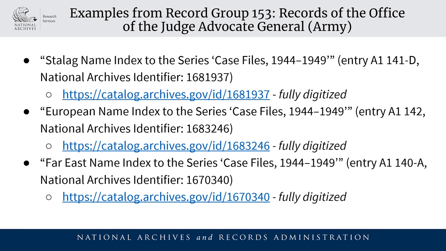These are just a few examples. The Stalag Name Index is a good place to search for the names of specific camps. There are also personal name indexes to the European war crimes case files, as well as the Far East files. Beyond this, Record Group 153 also includes place name indexes. The case files themselves have not been digitized, but the indexes are a good place to start if you are looking for broader information about conditions at POW camps or incidents that may have occurred there.